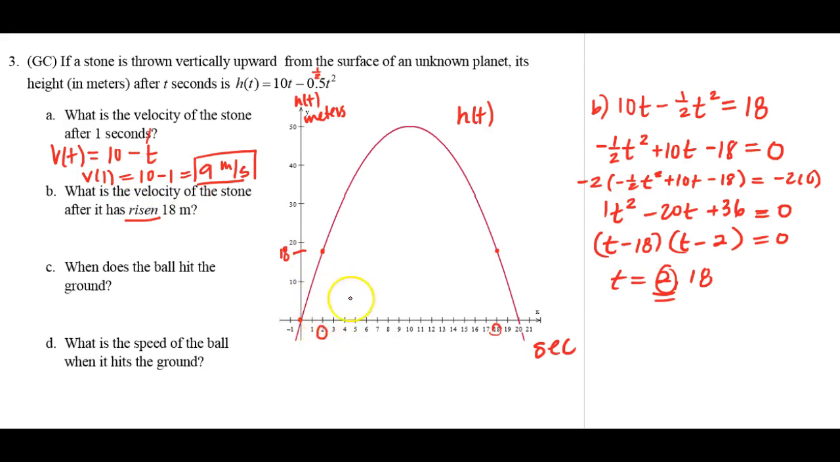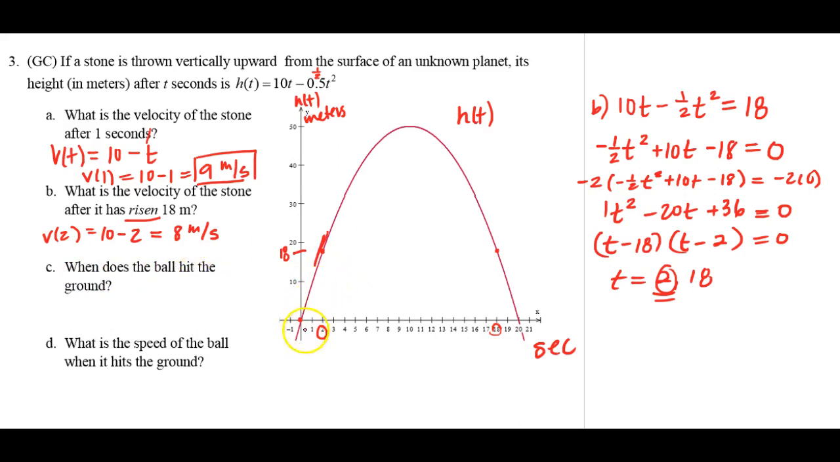So now what I do is I substitute 2 into my velocity function. So v of 2 is 10 minus 2, which is 8 meters per second. So what is the velocity of the stone after it has risen 18 meters? The slope of the tangent line there is 8. So 8 meters per second is the velocity of the stone at 2 seconds, or at the first time it hits 18 meters.